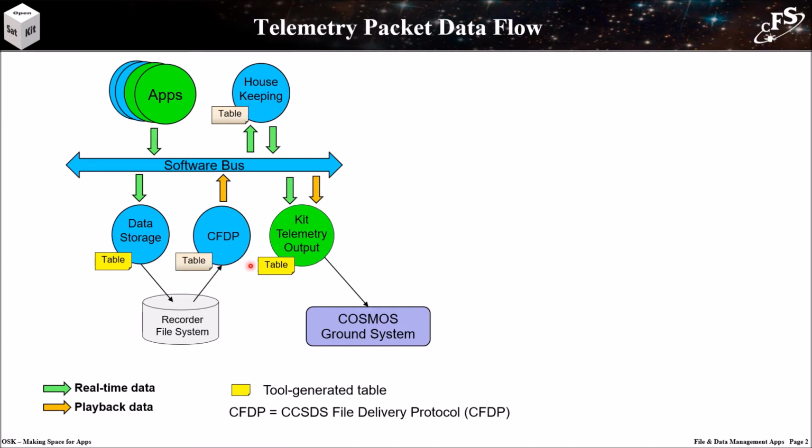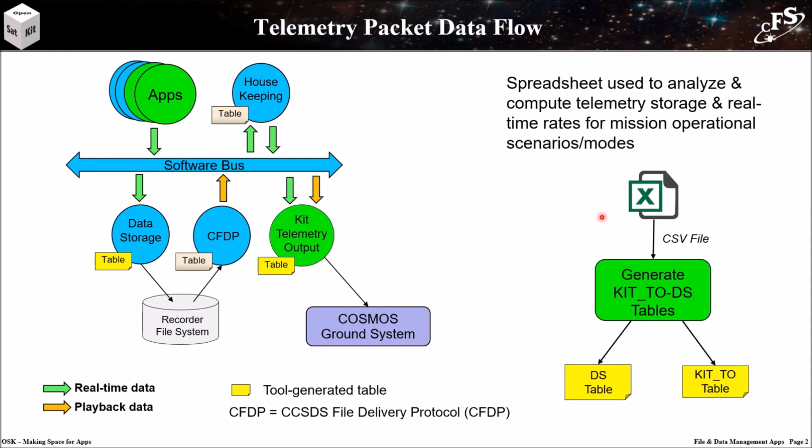Determining which telemetry packets should be stored and which should be downlinked in real-time telemetry often requires some analysis, especially if the mission has different communication scenarios with different downlink rates or contact periods with a downlink but without an uplink. OpenSat Kit version 2.5 includes an example telemetry analysis spreadsheet and a tool that can take a comma-separated value file from the spreadsheet and generate KitTO packet tables and data storage.